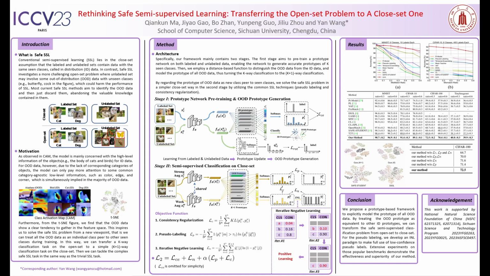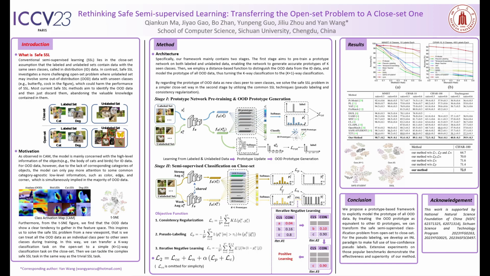Today, I will briefly introduce our paper entitled Rethinking Safe SSL: Transferring the Open Set Problem to a Closed Set One. Conventional semi-supervised learning assumes that the unlabeled set derives from the same distribution as the labeled set, which is called a closed set. For example, in the following picture, the labeled set and the unlabeled set share the same categories, that is, cat and dog.